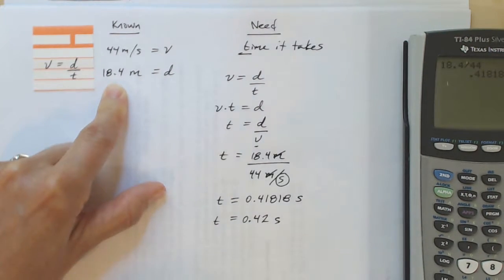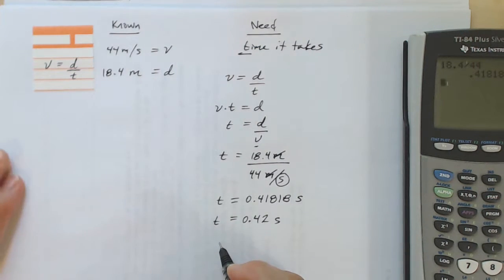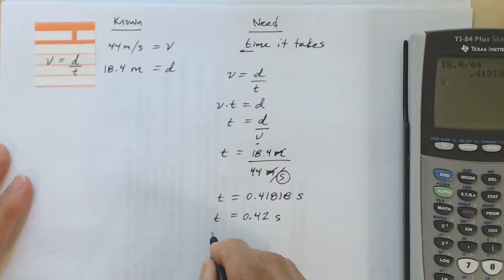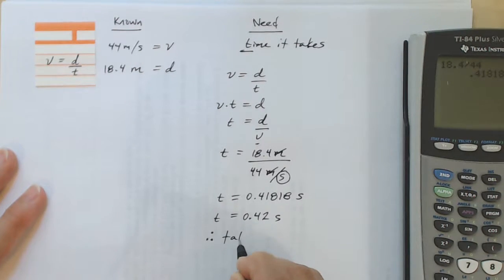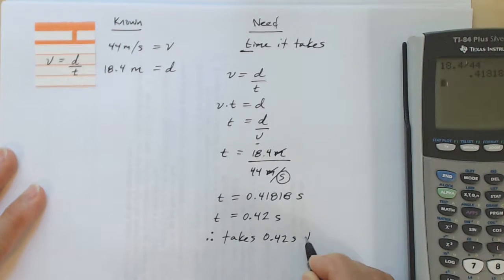0.42 seconds. So when we go and write a therefore statement, it's going to say, therefore, the baseball takes 0.42 seconds to go from pitcher's mound to home plate.